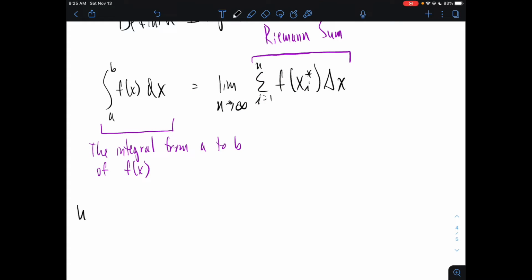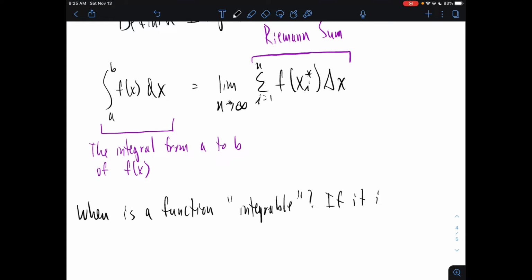So then a question would be, when is a function integrable? Integrable stands for you can take its integral or find its integral. So when are you allowed to do that? If it is, as in the function, if it is continuous on the interval. So we need continuity. That's why we talked about continuity back in chapter 2, is setting up all of the stuff that we needed continuity for.